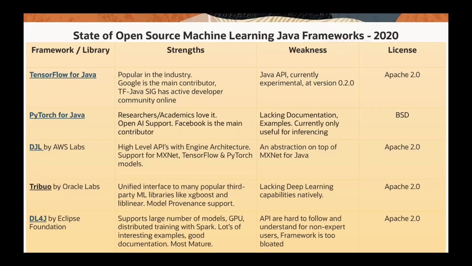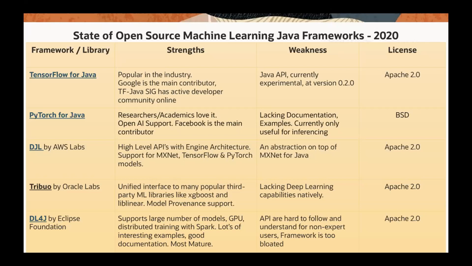Or another use case is that you can work with a Python data scientist. They can train the model in, let's say, PyTorch, and you can use the model and do the inference in Java using PyTorch for Java. So it opens up a lot of possibilities.